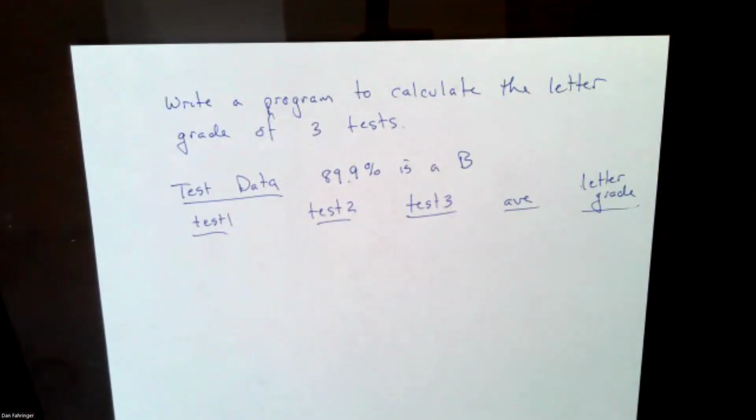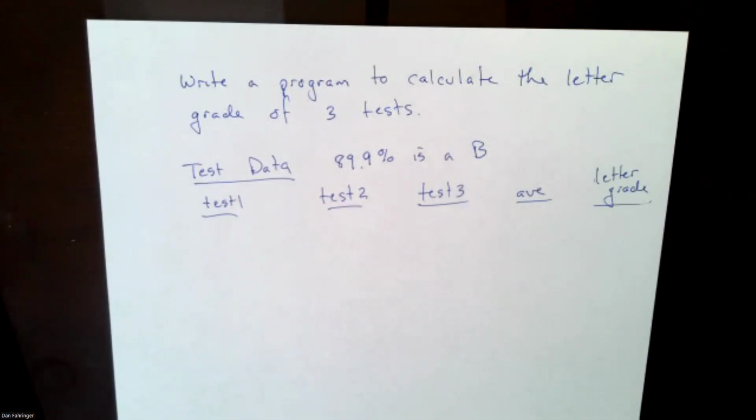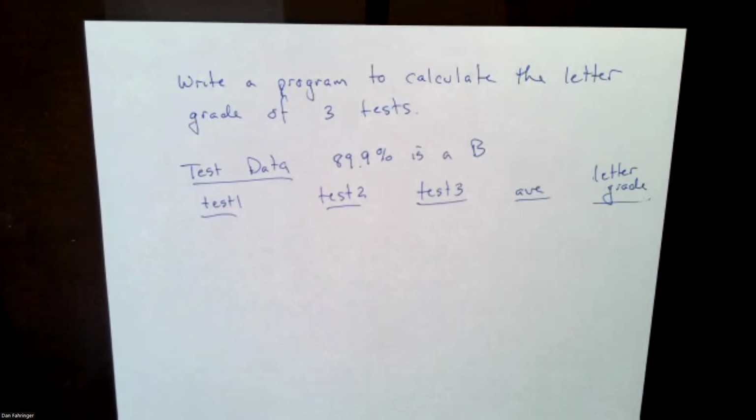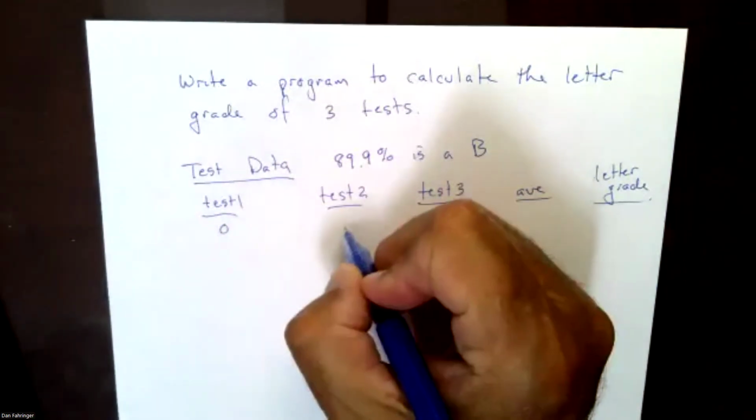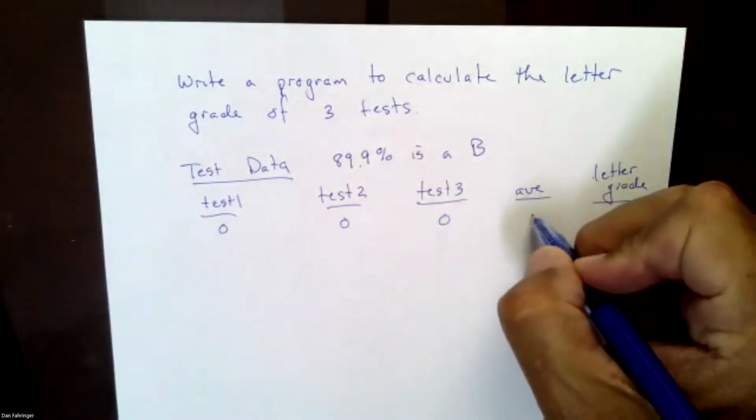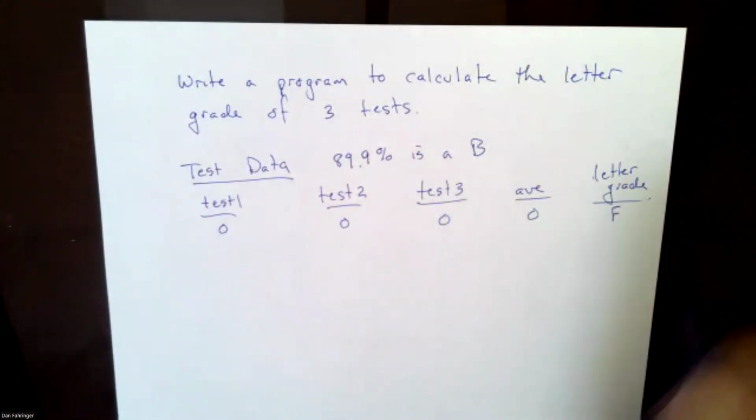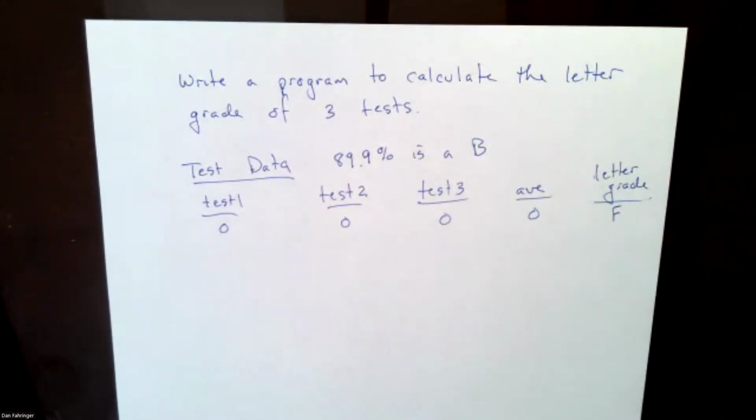Okay. So I want to start with some test data. Now, don't just throw numbers out. Have a purpose for what the numbers are that you're throwing out. And go. 0, 0, 0, 0. Yeah, how's that? Yeah.